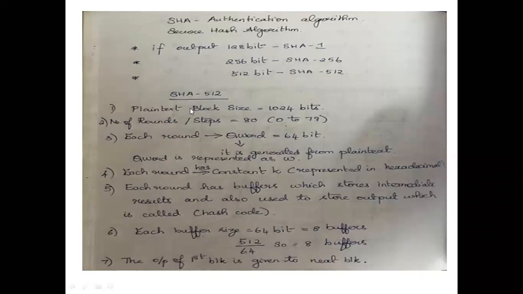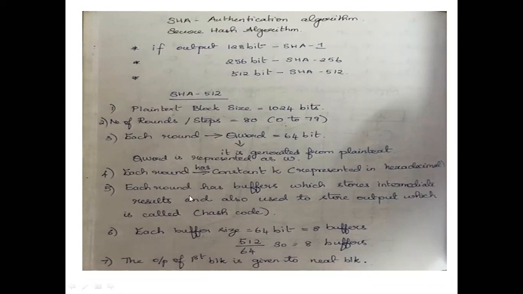Okay. So what are the steps? It has the same process as MD5, but with small alterations. So you have a plain text. The block size of the plain text is 1024 bits. Then the number of steps or rounds here is more, 80. Then each round has a keyword. That keyword is 64-bit, and generally the keyword is generated from the plain text. Okay, and it is represented as W. Then every round will have a constant K. That K is represented in hexadecimal.